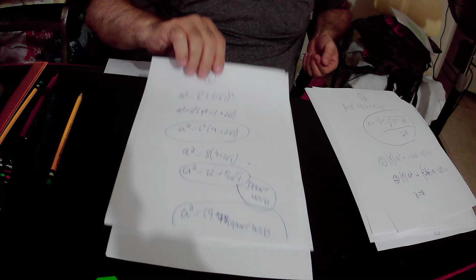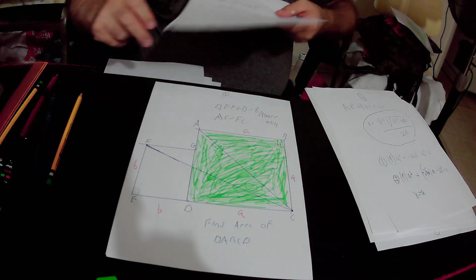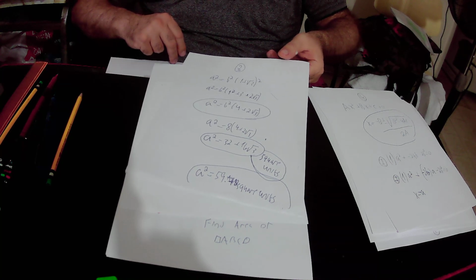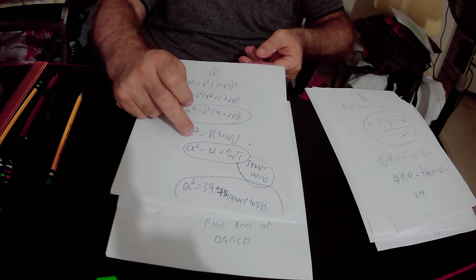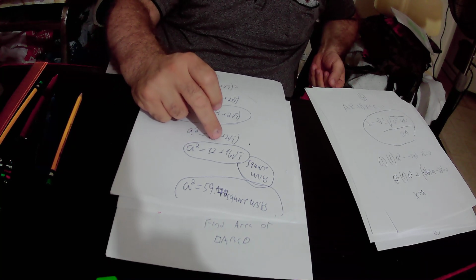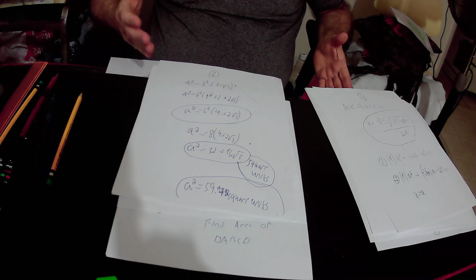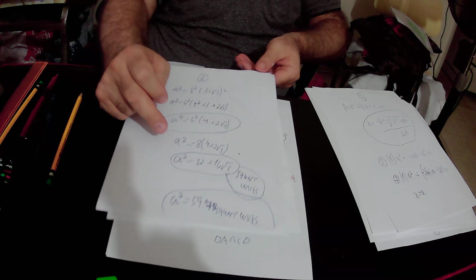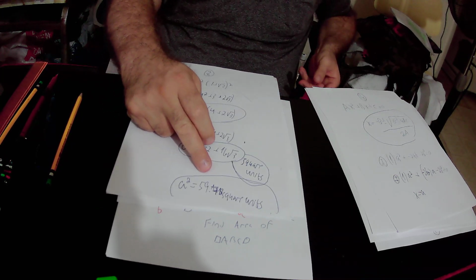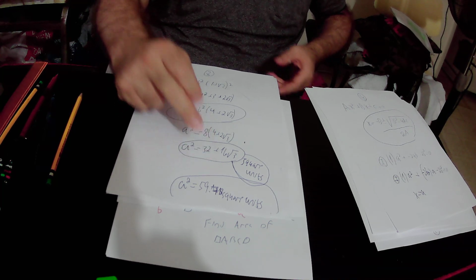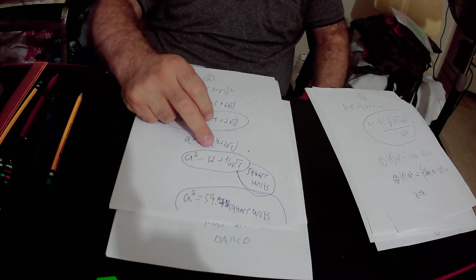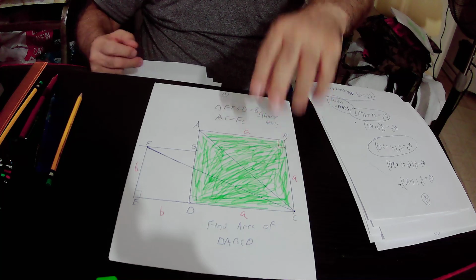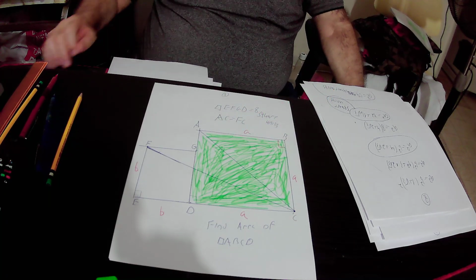So we got that a squared, the area of the green square, equals either 59.713 square units, or it can also be equal to 32 plus 16 times root 3 square units. It is the same answer in two different forms. Again, the area of the green square equals 59.713 square units. Okay? Thank you very much.